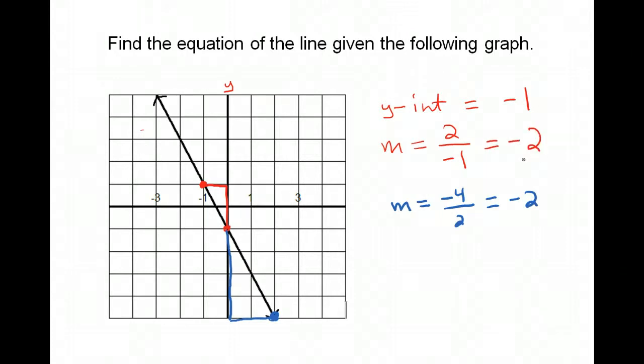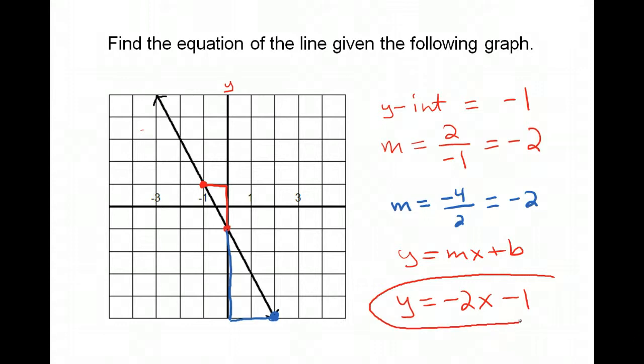in my first problem. So it doesn't matter which 2 points you pick, just take a look at your rise and your run that gets you from one point to the next. Then you're ready to write your equation. My standard form is y equals mx plus b, so if I fill in my information, I get y equals -2x minus 1. There's the equation of the line given that graph.